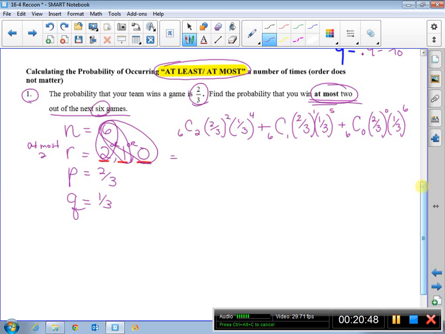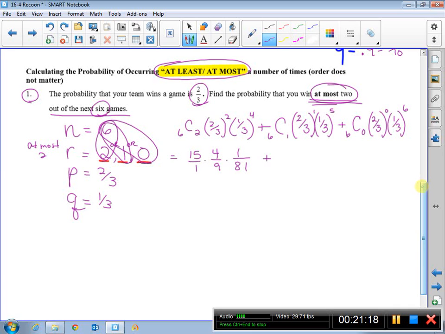Let's go through. Pause, get a step ahead of me. I'm going to do all fractions here, and then you can turn it back on and see if you got it right. So in my calculator, 6 choose 2 is 15. I'm going to put over 1. 2/3 squared, 2 squared, 3 squared, and 1/3 to the 4th is 1 over 3 to the 4th, which is 81. And I'm going to leave that and do my next part.